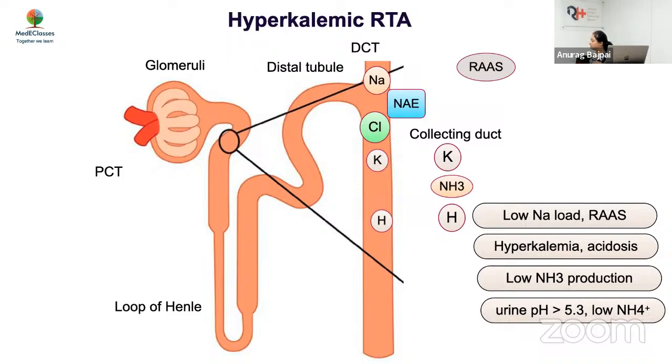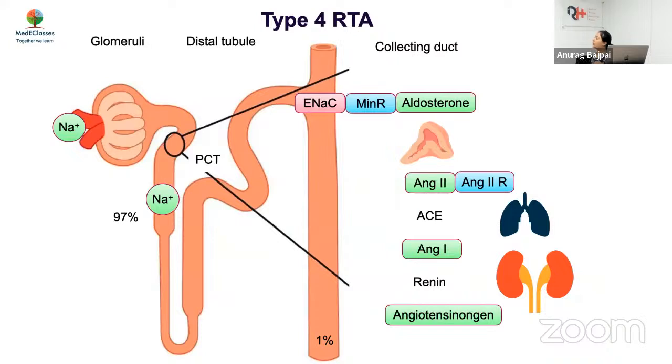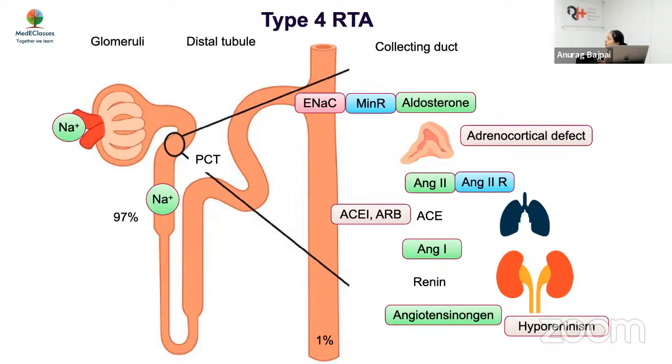As a result, urine pH is greater than 5.3 here. Now, the common conditions associated with type 4 RTA are hyporeninism that one may see, problems in the ACE inhibitor or angiotensin receptor blocker axis, problems in mineralocorticoid production, so adrenocortical defect or drugs that may affect aldosterone synthesis, that is defect in the aldosterone synthase enzyme, or a blockade at the level of the mineralocorticoid receptor or ENaC channels, which may be either acquired or congenital, like pseudohypoaldosteronism, the autosomal dominant and autosomal recessive forms.